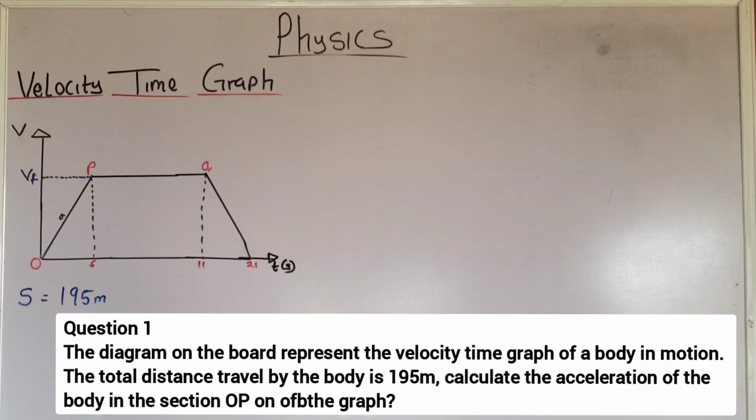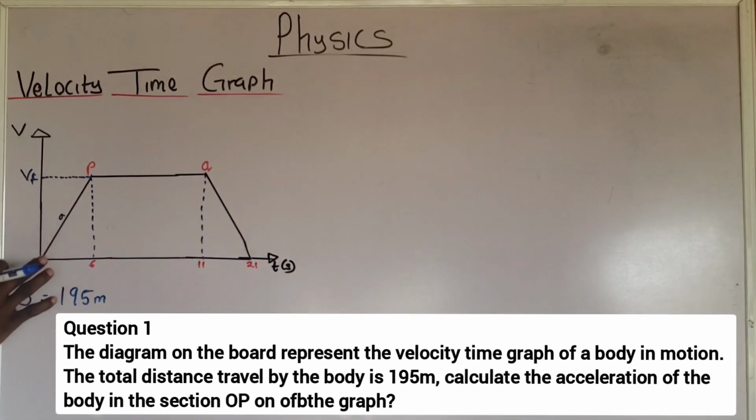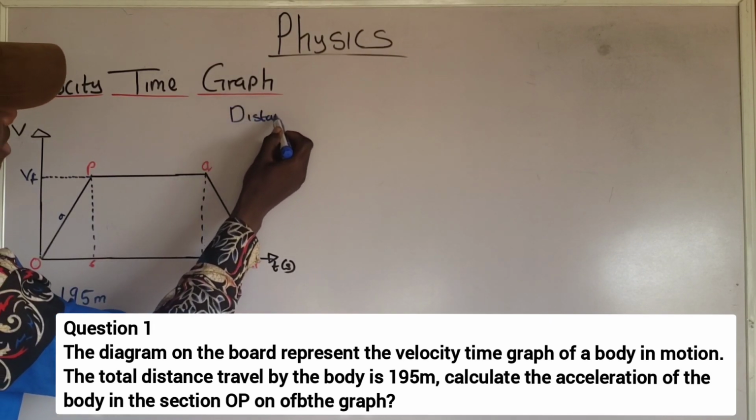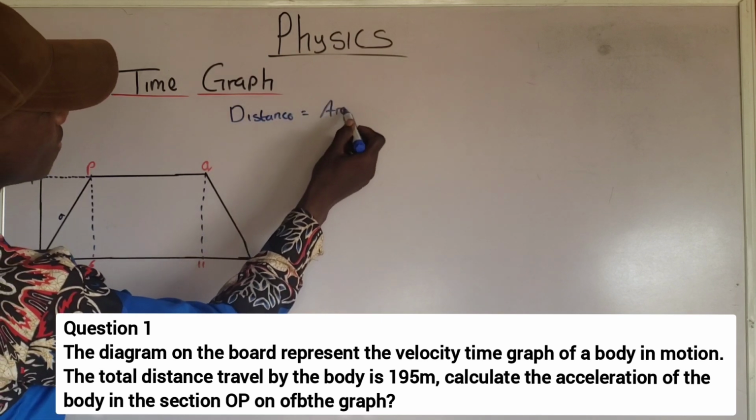You understand? Listen to the explanation again. When you are dealing with velocity in a velocity time graph, the height of the graph along the y-axis is also the same thing as the velocity. Are you paying attention? So here, since we've been given the area of the motion, the area of this graph is 195. Please pay attention. The total distance is equal to the total area. Distance covered is equal to the area of the graph.